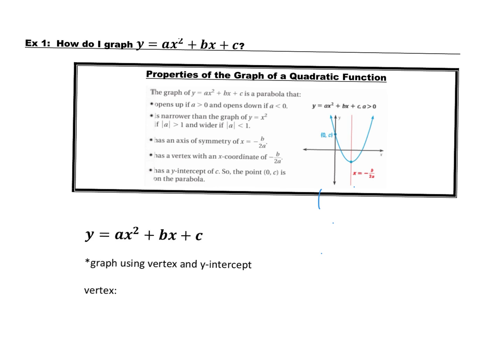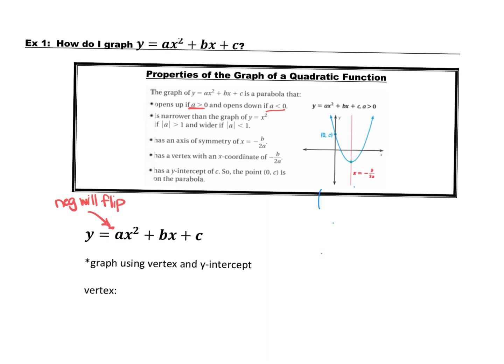And something that we learned yesterday is that if a was greater than 0, it opened going up. And we learned that if a is less than 0, it opens going down. So we know that if we have a negative here, that is going to flip it. A negative is going to flip it, and it flips over the x-axis.